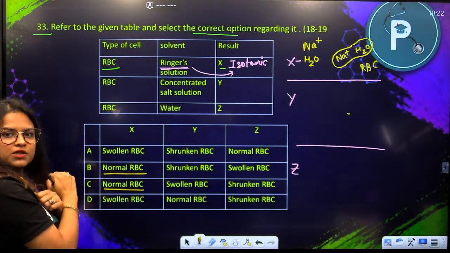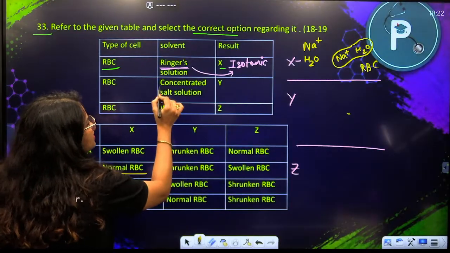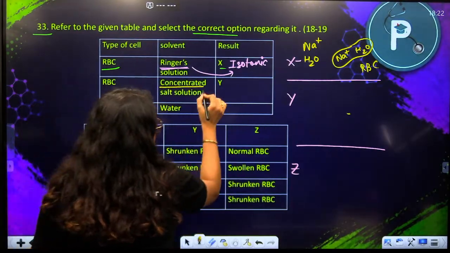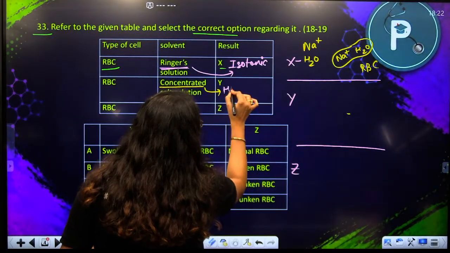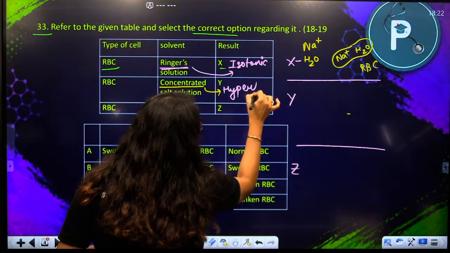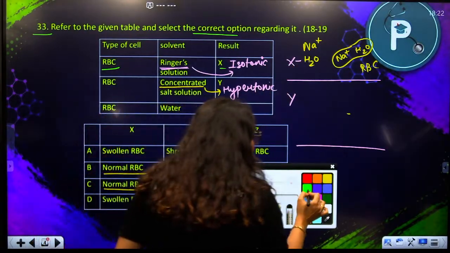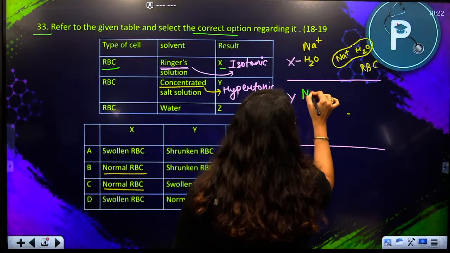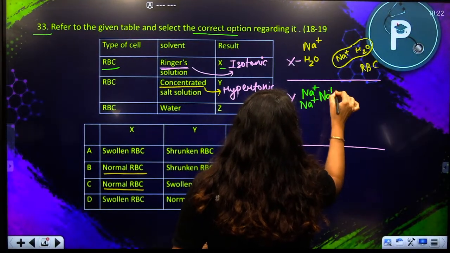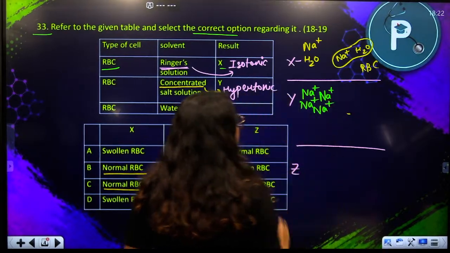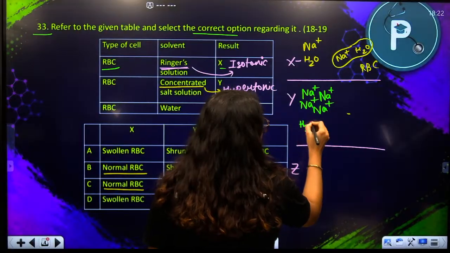Now if I move to X, Y, sorry. So they are saying concentrated salt solution. So concentrated salt solution would of course be hypertonic. Hypertonic to whom? Hypertonic to the RBC. So here you would see there are lots and lots of these electrolytes present in the concentrated salt solution, of course, but H2O is very minimum.